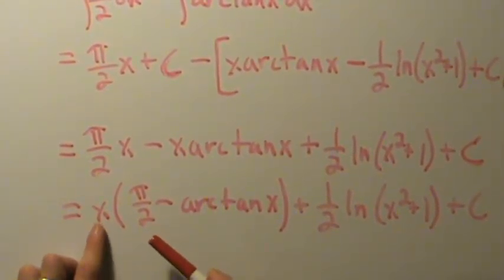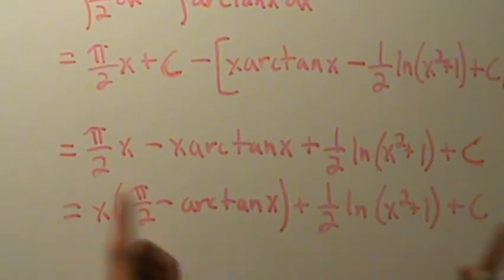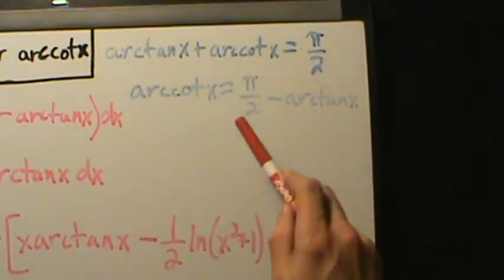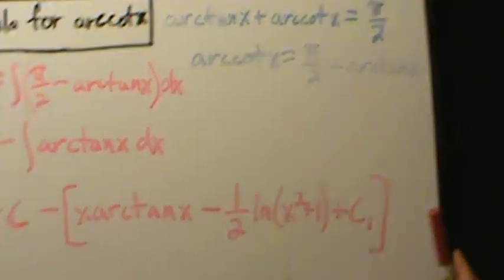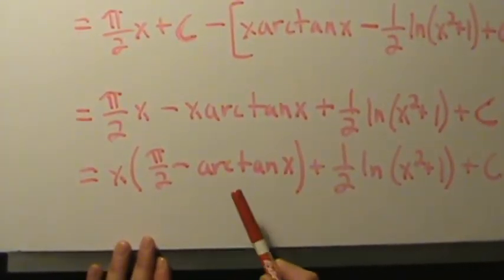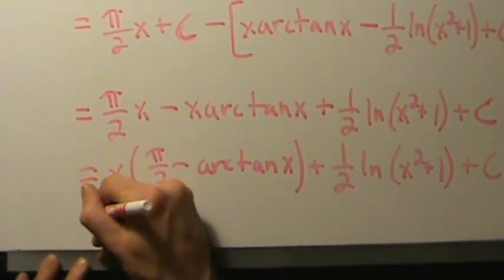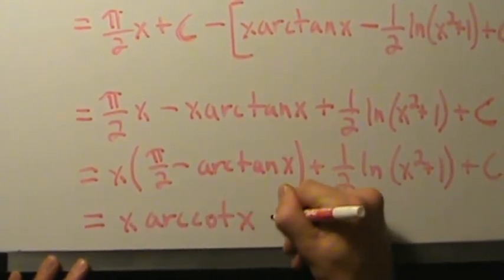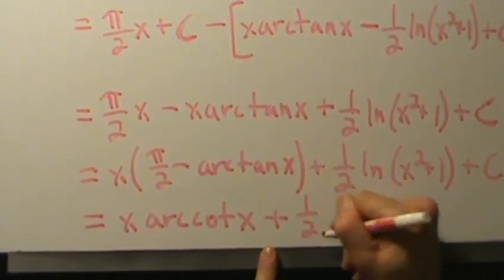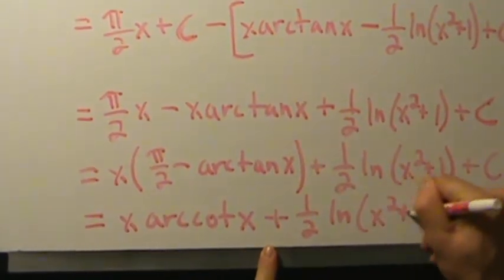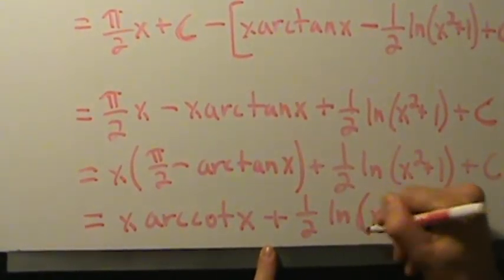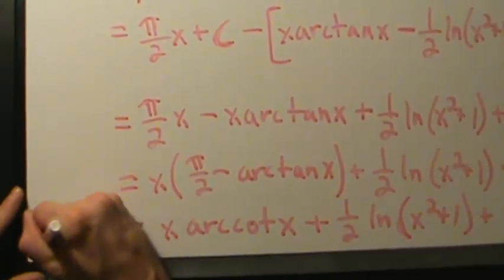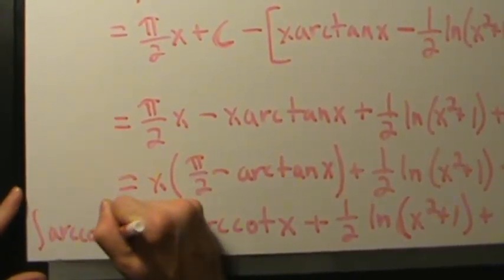Now, why do we factor out this x? Well, what's left in here? Pi over 2 minus arctan of x. Is that something? Yeah, pi over 2 minus arctan of x is arccotangent of x. Pi over 2 minus arctan x, that is arccotangent. So this is x arccotangent of x. And then we have plus 1/2 natural log of the quantity x squared plus 1. Okay, and then plus c. So really, that's it. This is the integral of arccotangent of x dx.